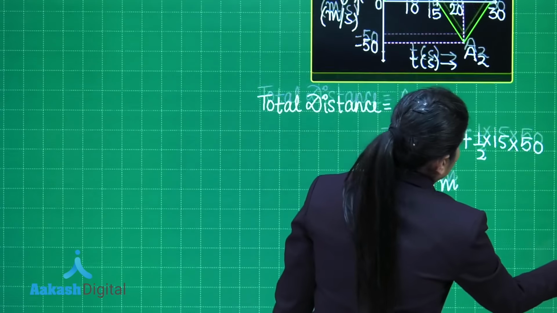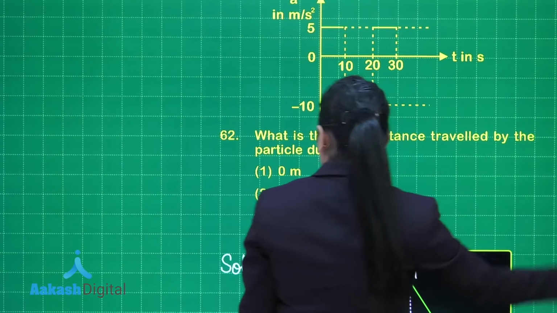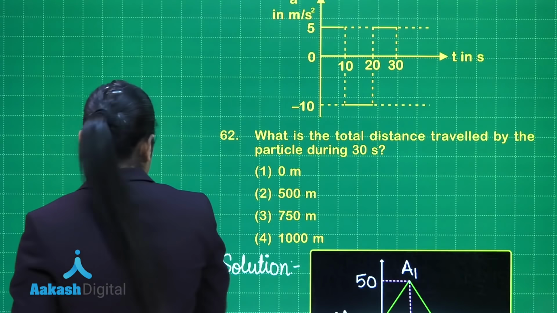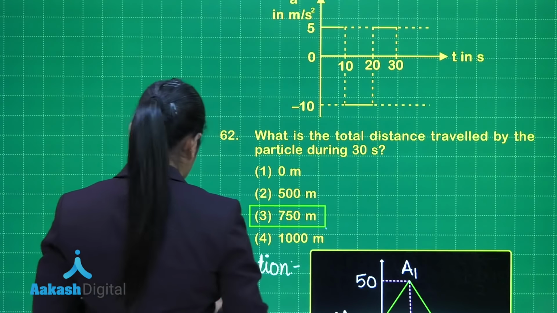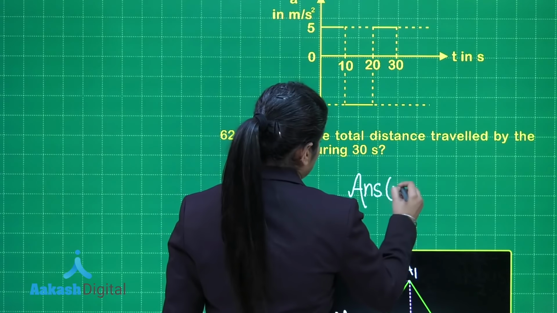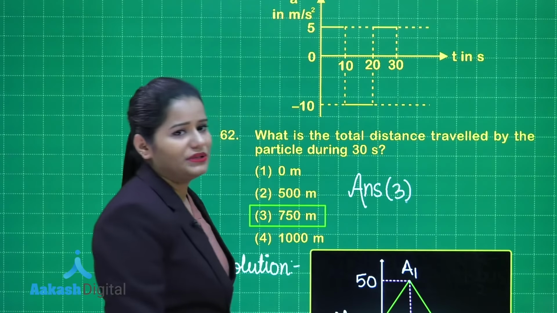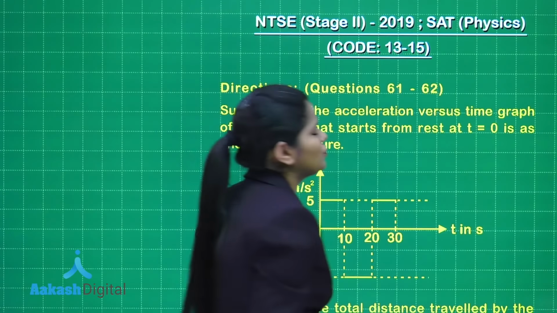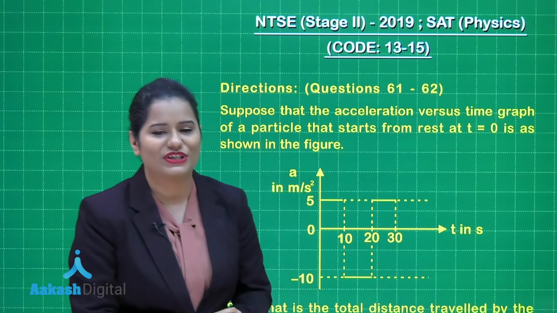Let's have a quick look at the options available. You can see here that option 3 is the correct option. So the answer for this question is option 3. I hope both questions 61 and 62 are very clear to you. Now let's move on to the discussion of the next question, question number 63.